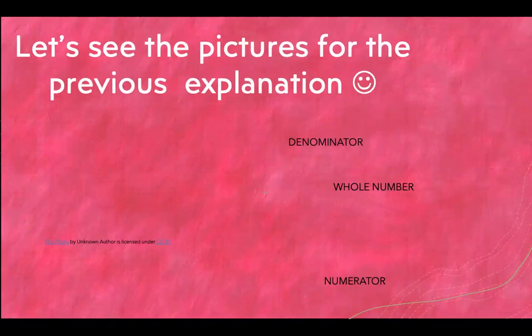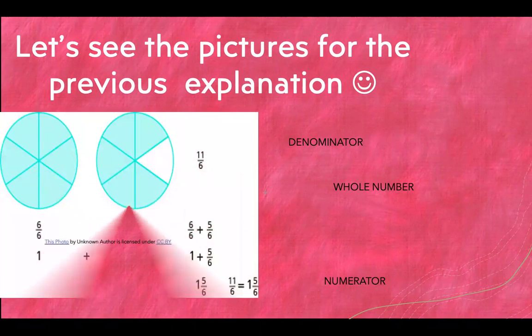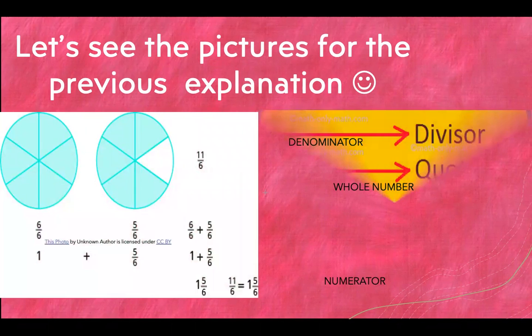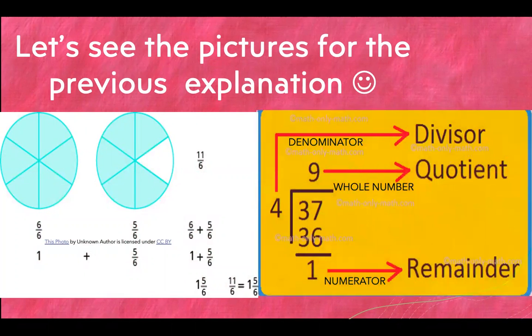Let's see some pictures for the previous explanation. We can see this picture, 11/6. This is an improper fraction, as we know. First of all, as 6 is the denominator, it always equals the number of equal parts in a figure. So as you can see, I've drawn 2 circles over here with equal parts of 6. It doesn't necessarily need to be circles. It can be squares, triangles, rectangles, whatever you want.